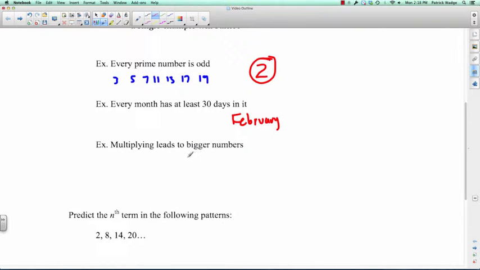Multiplying leads to bigger numbers. 4 times 8 is 32, it got bigger. 2 times 10 is 20, it got bigger. Does this always happen? No, there's all sorts of things you could multiply that wouldn't make it bigger. What if you multiplied 5 by 0? That didn't get bigger, that got smaller. What if you multiply 5 by 1? That didn't get bigger, it stayed exactly the same. What if you multiply 5 by -2? That didn't get bigger, that got smaller, it went all the way down to negatives. What if you multiplied 5 by 1/2? That went to 2.5. Okay, there's all sorts of counterexamples to this one.